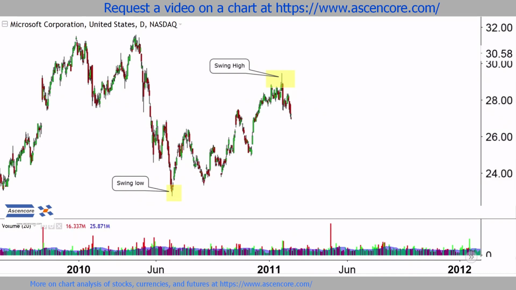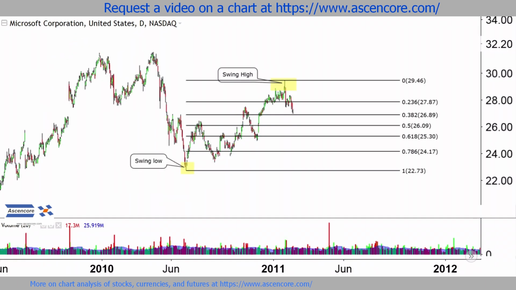In this example, we could use the downtrend that began at the $32 range, but here let's demonstrate an example with an uptrend. Step 2. Draw your fib, clicking the swing low at 22.73, then drag to line up with the other reversal point. Here it's the swing high 29.46.